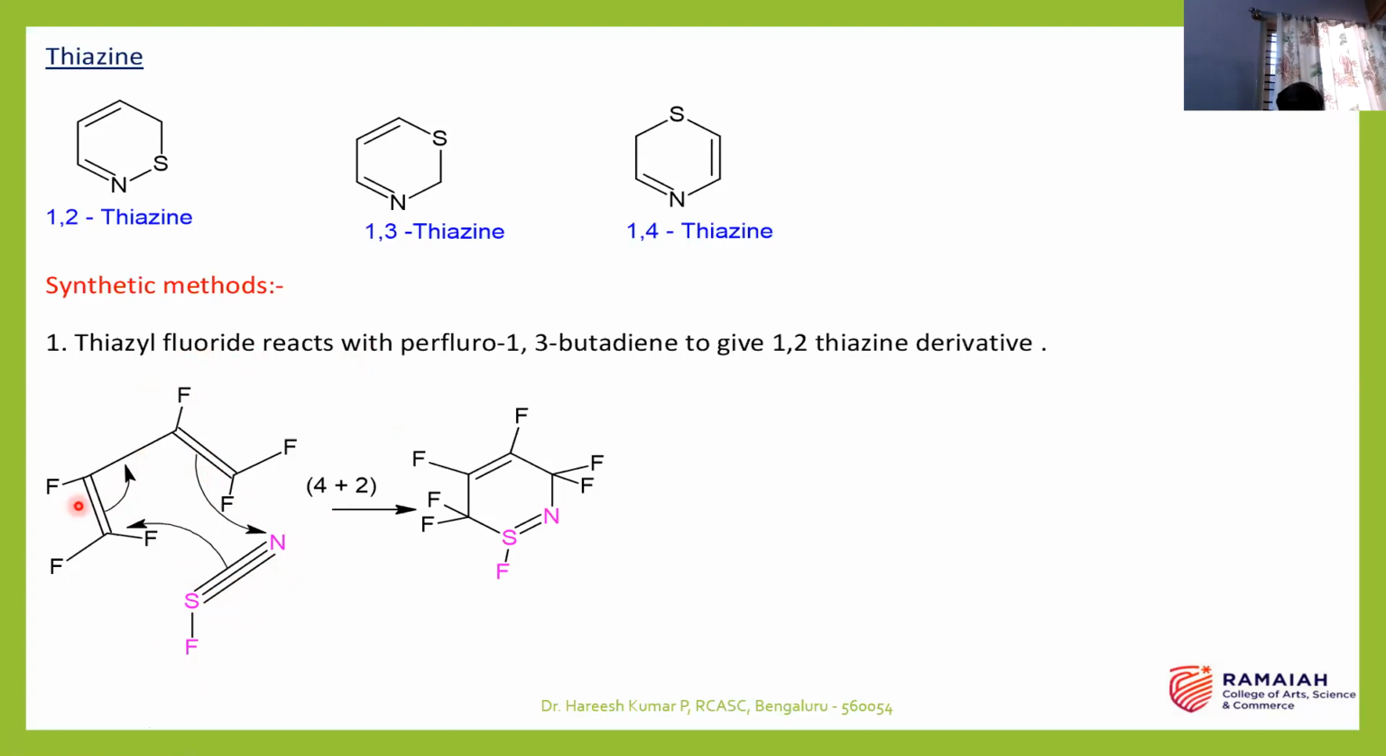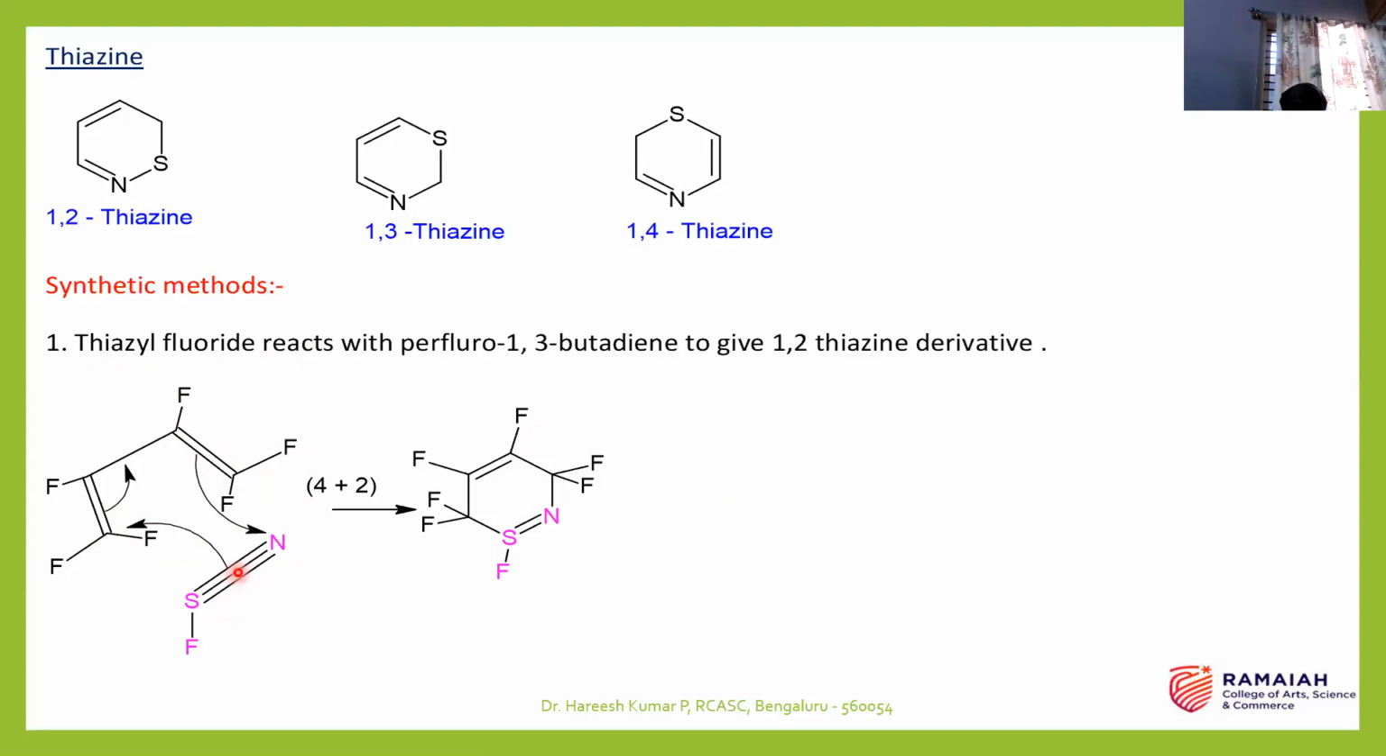Thiazyl fluoride. The name of this compound is thiazyl fluoride: thia means sulfur, aza means nitrogen, and fluoride. Thiazyl fluoride, when it reacts with perfluoro, meaning there is no hydrogen, all the places have fluorine, perfluoro 1,3 butadiene, gives a 1,2 thiazine derivative. This is the 1,2 thiazine derivative.